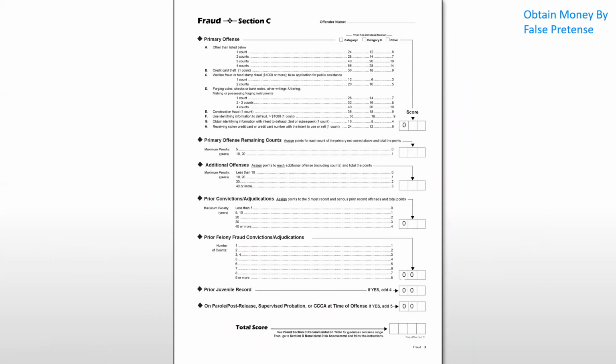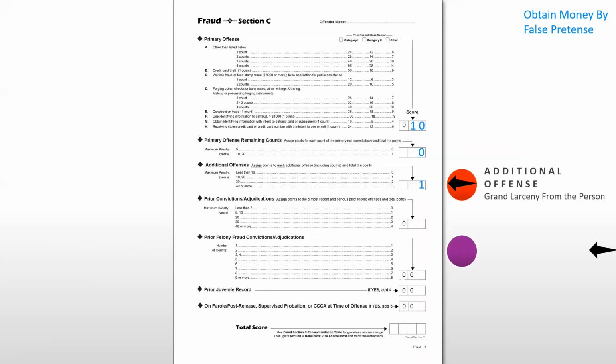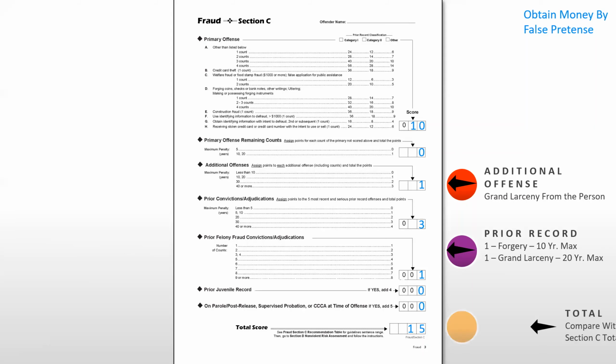So we're going to do the fraud worksheet first, obtain money by false pretenses. Those 3 counts, as we said, pick up 10 points. The additional offense would be the larceny, the grand larceny from the person. We score out the prior record, and we get a total for the fraud of 15.